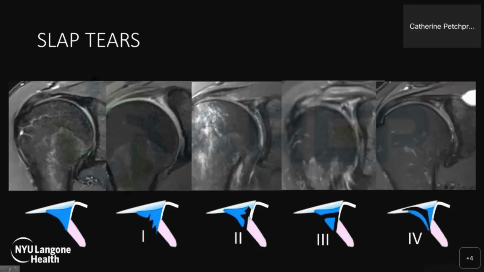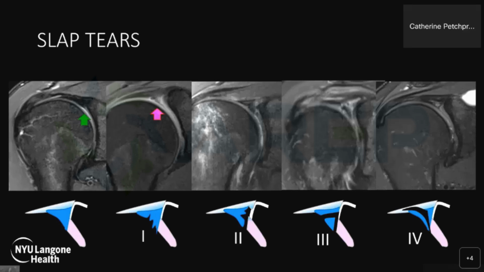SLAP tears, or superior labrum anterior to posterior tears, are tears of the superior this normal appearance. Study the appearance of the different types of labral tears and the structures they involve, because that's more important than being able to type them.